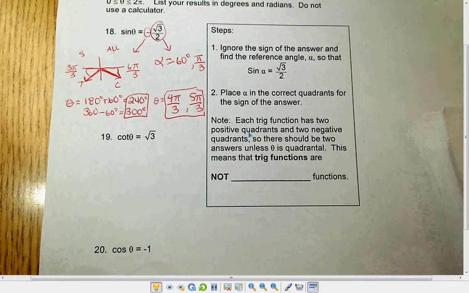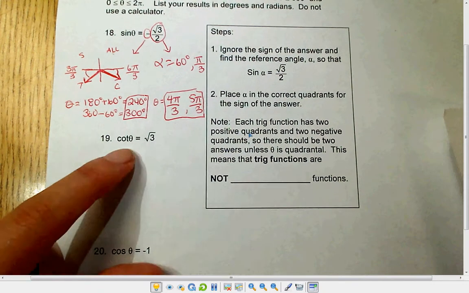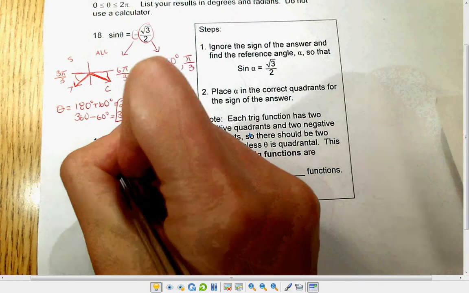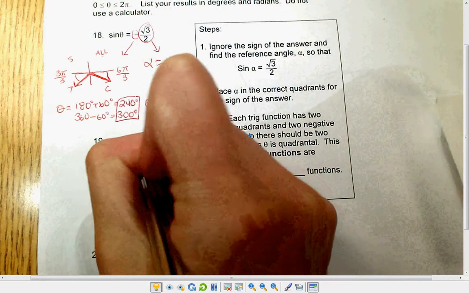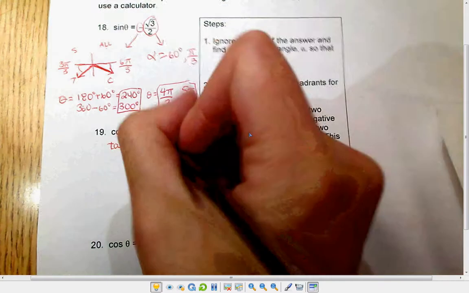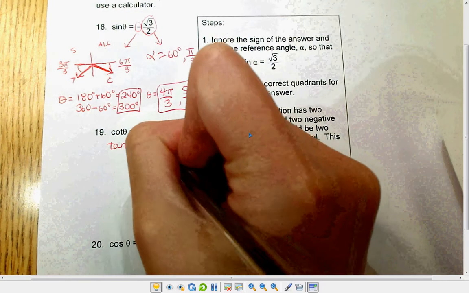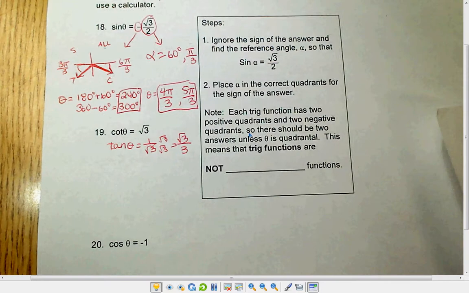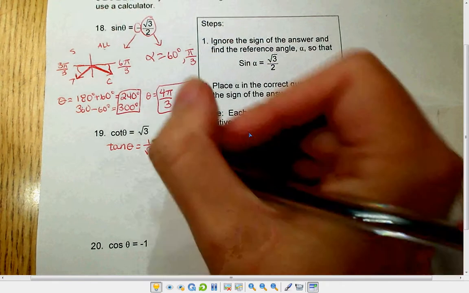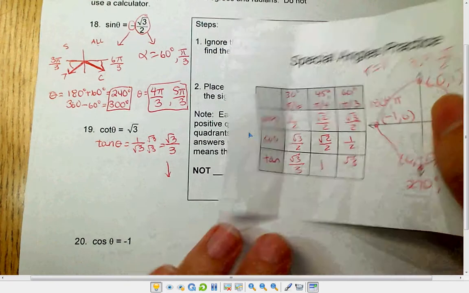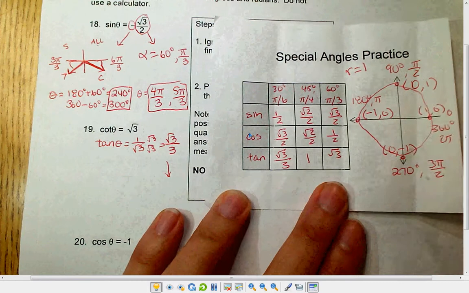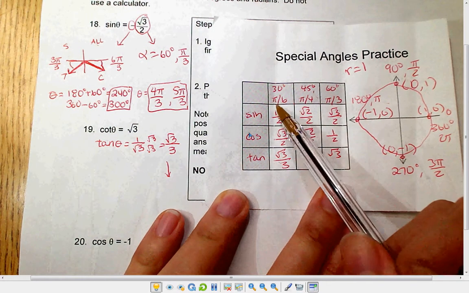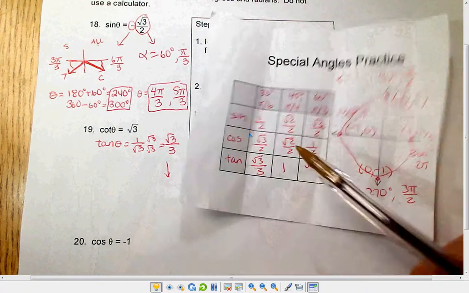Okay, so let's do number 19. If they're giving us a reciprocal function, so for example, this cotangent, we're first going to rewrite it as tangent. So it's 1 over root 3. Get rid of the root at the bottom, which gives you root 3 over 3. So again, we have two parts. The first part is using our chart to figure out what the reference angle is. So you want tangent to be root 3 over 3. Let's look at tangent. Root 3 over 3 is when your reference angle is 30 degrees or pi over 6.